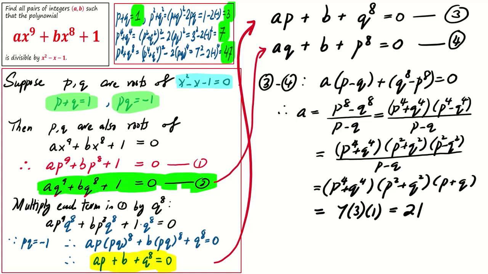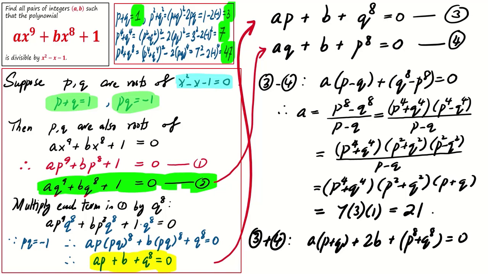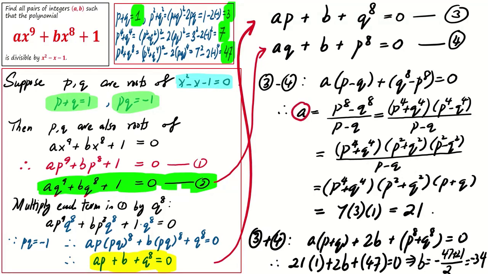Using the values that we obtained just now, we know that a is 7 times 3 times 1, which is 21. In order to obtain the value of b, we consider equation 3 plus equation 4. This will give us a(p + q) + 2b + p^8 + q^8 equals 0. We substitute the values and the direct calculation gives us b equals -34.